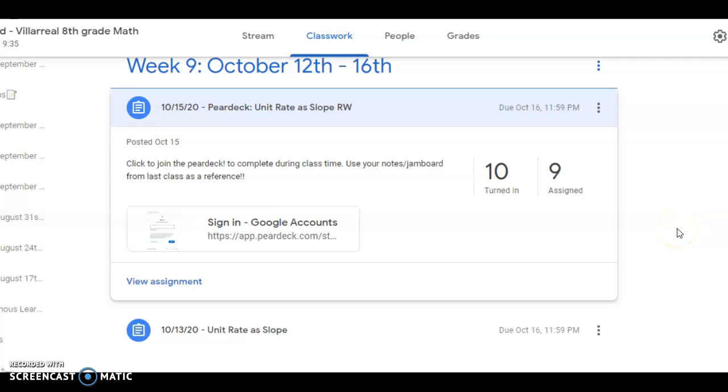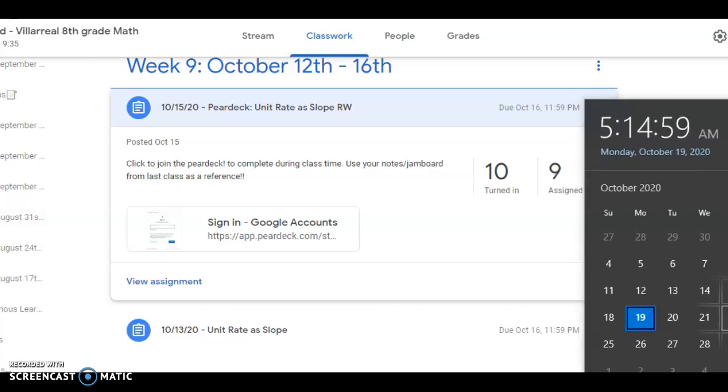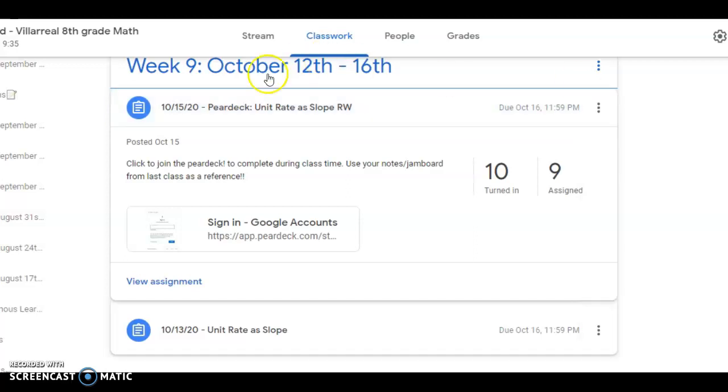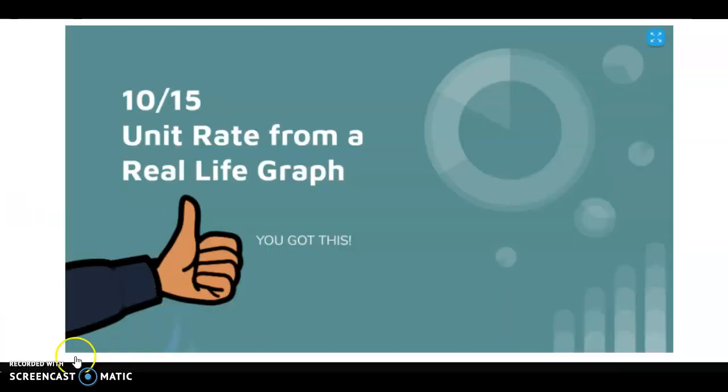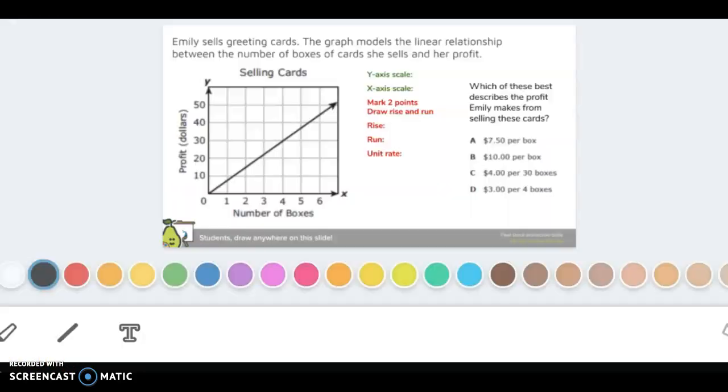If you were absent on Thursday or Friday of last week, that was either 10:15 or 10:16. If you would go to week 9 and either click on 10:15 or 10:16, there will be a Pear Deck for you to join. The title is Unit Rate as Slope Real World. There are only 2 questions that you need to complete.